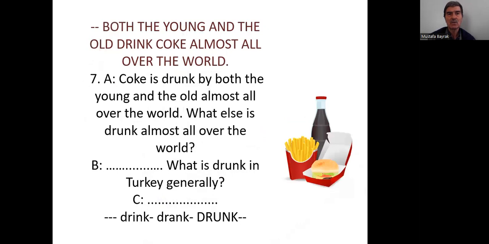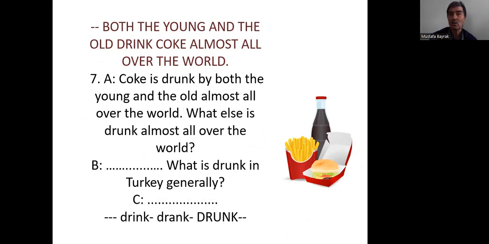Both the young and the old drink Coke, active sentence, almost all over the world. What about the passive form of it? 7. Coke is drunk. Okay? Drink, drank, drunk. Coke is drunk. Simple present. Coke is drunk. Both the young and the old, almost all over the world. What else is drunk? What else is drunk? Almost all over the world.